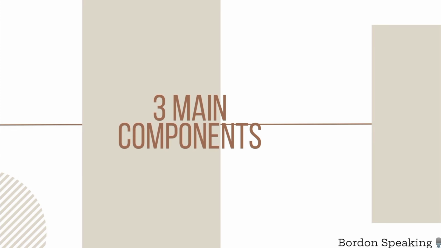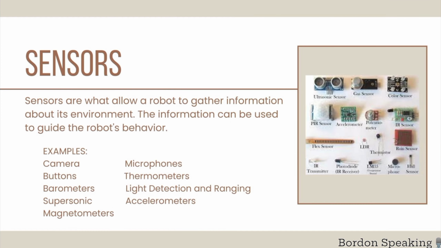So a robot has three main components. The first component is the sensor. Sensors are what allow a robot to gather information about its environment. The information can be used to guide the robot's behavior. Examples are cameras, buttons, barometers, ultrasonic sensors, magnetometers, microphones, thermometers, light detection and ranging or LIDAR, and accelerometers.